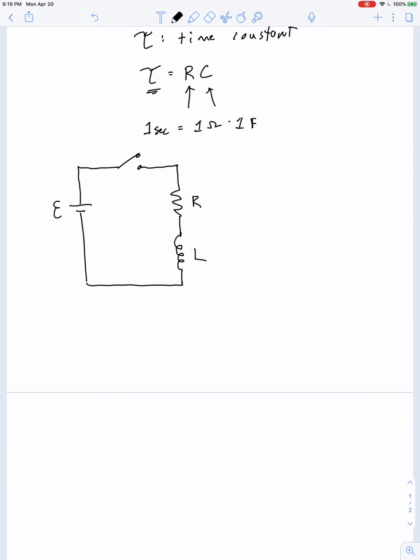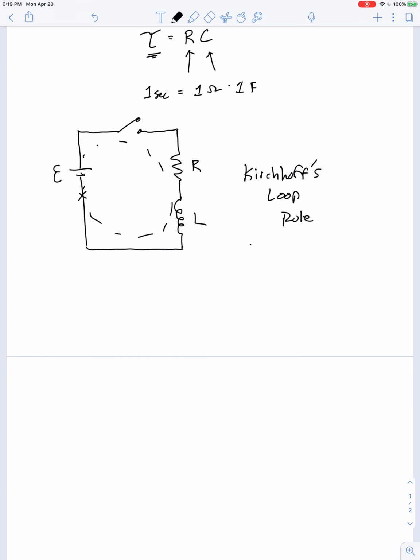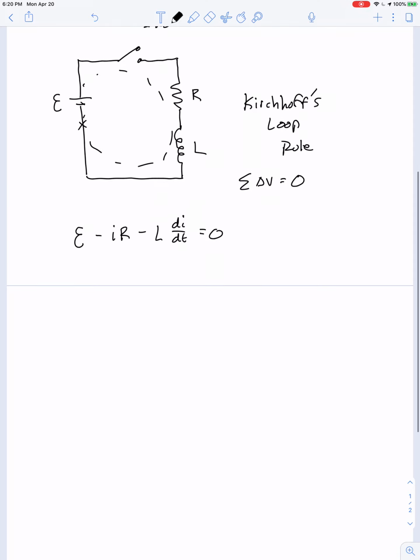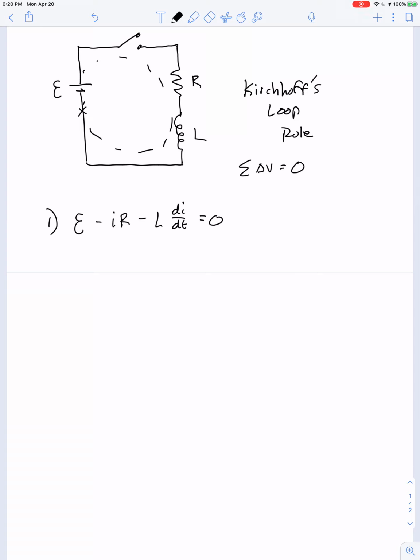Well, let's just apply Kirchhoff's loop rule and see what we get. We'll start from X marks the spot, work our way around the circuit, and say what is Kirchhoff's loop rule. The overall change in voltage around any loop should be equal to 0. So we have EMF minus IR minus L di/dt is equal to 0. We'll call that step 1 of our derivation.